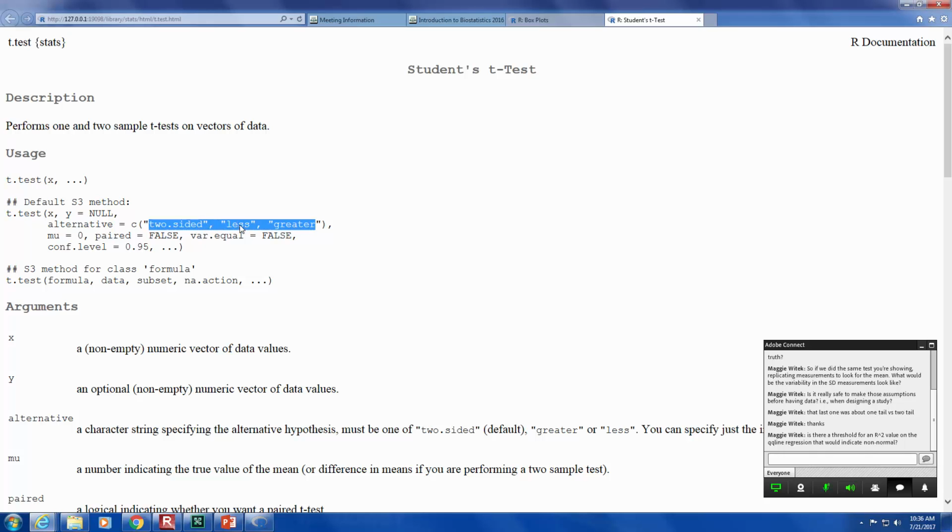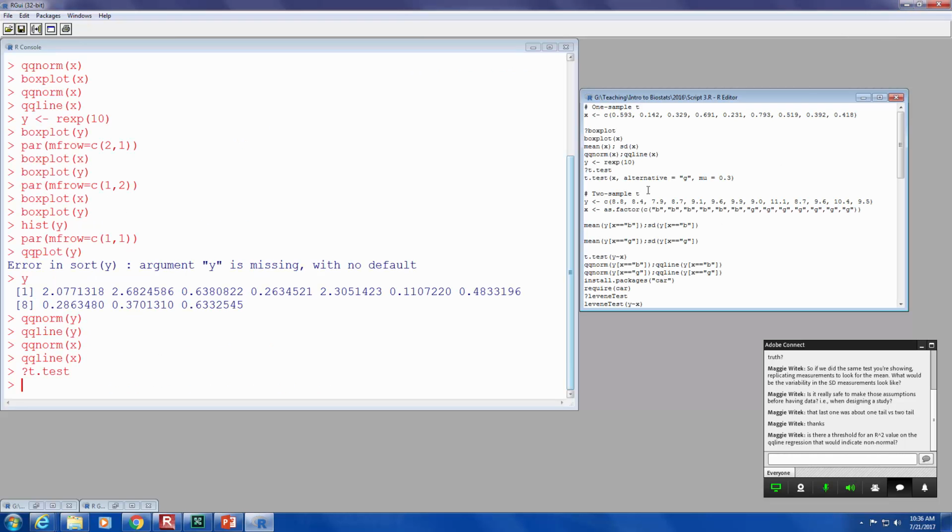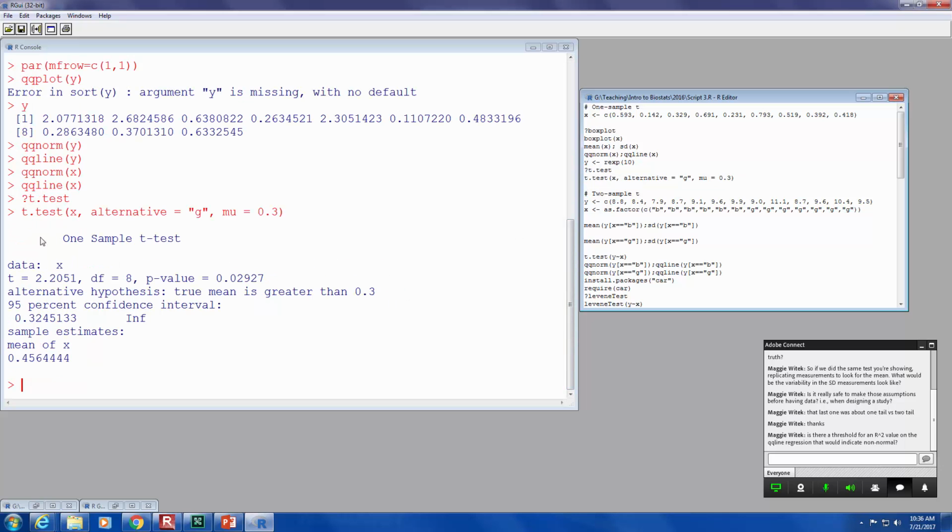If you notice, we just did alternative equal G, which stands for greater, and then told it the mean we're comparing it against. You can also change confidence levels for producing confidence intervals and things like that. But again, not necessary if you're just trying to get your test done. So if we do a test, in this case, I called the t-test function. I gave it my data, which was stored in X above. Do an alternative hypothesis that's greater than, compare it to the cutoff of 0.3.